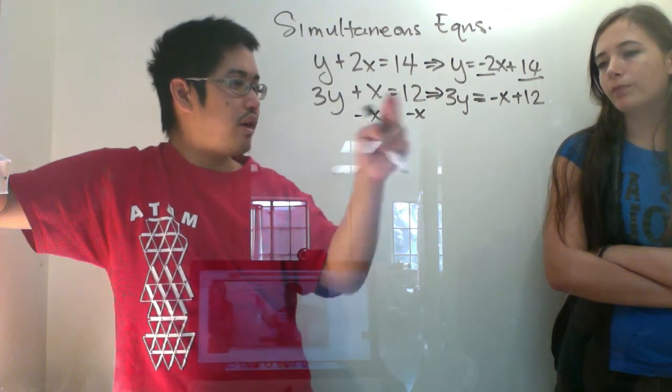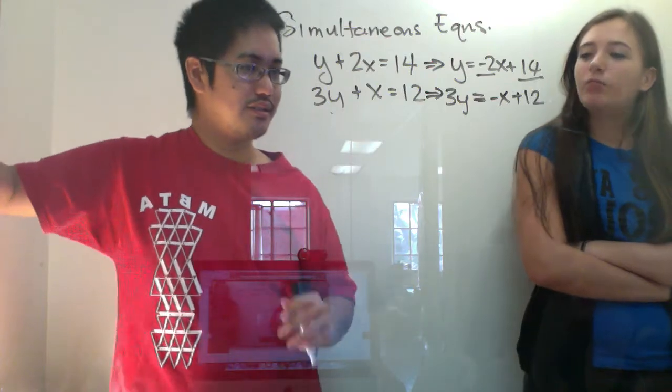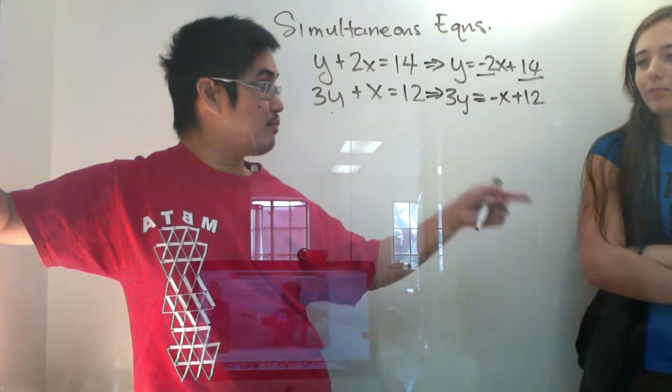Is y all by itself? No, you've got to get rid of the 3. How do I get rid of this times 3? Negative 3? Nope. Wait. Divide by 3. Perfect. Perfect.